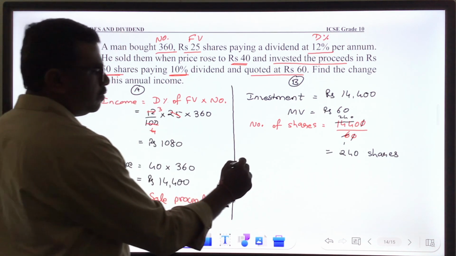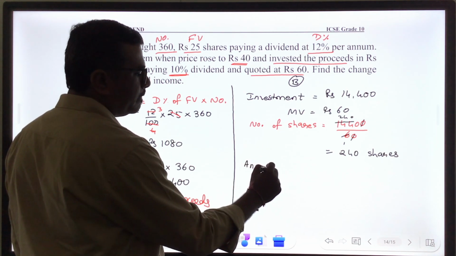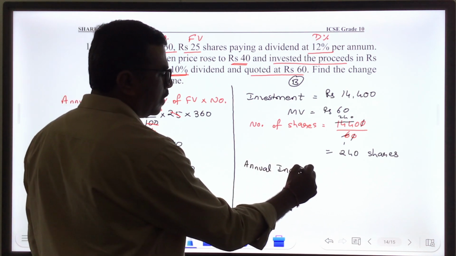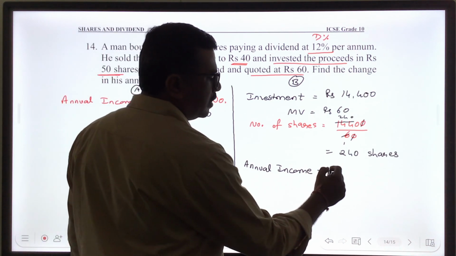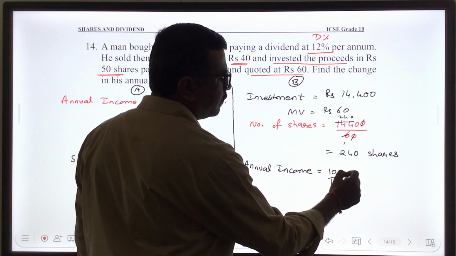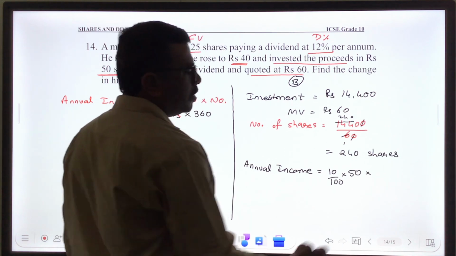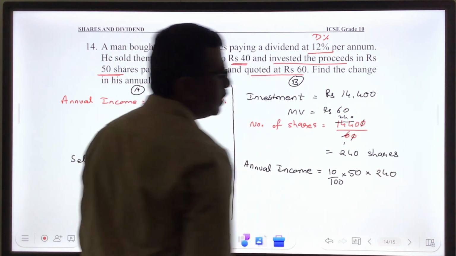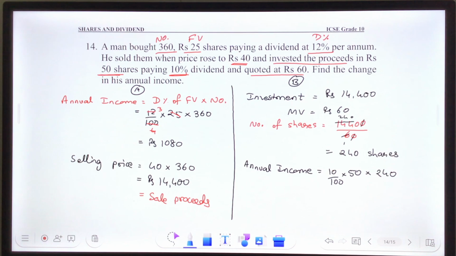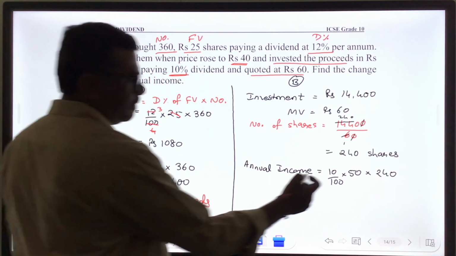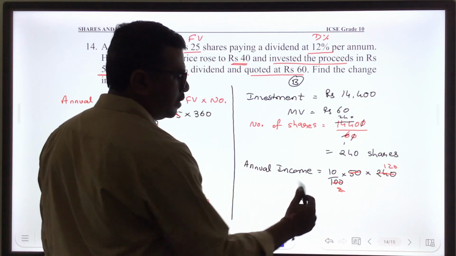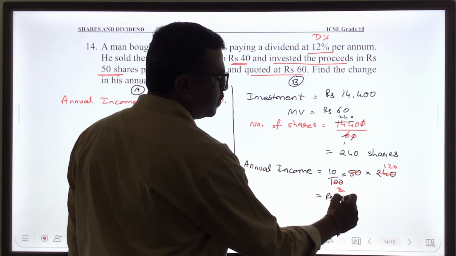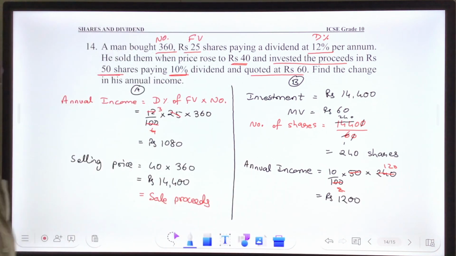So annual income from company B is the rate of dividend on face value, that is 10% of 50, into the number of shares, that is 240. On reducing this, we get 5 into 240, so we get an annual income of rupees 1200.